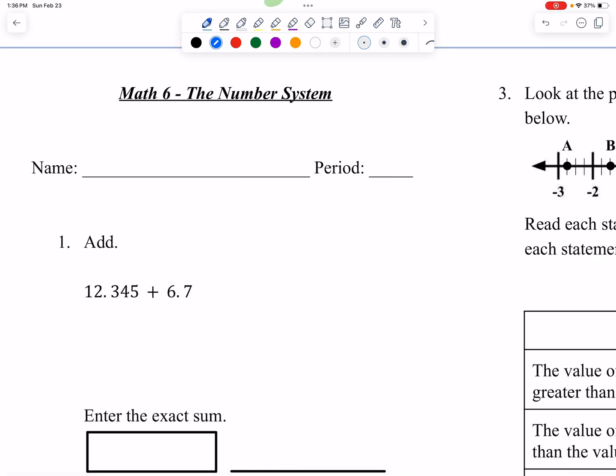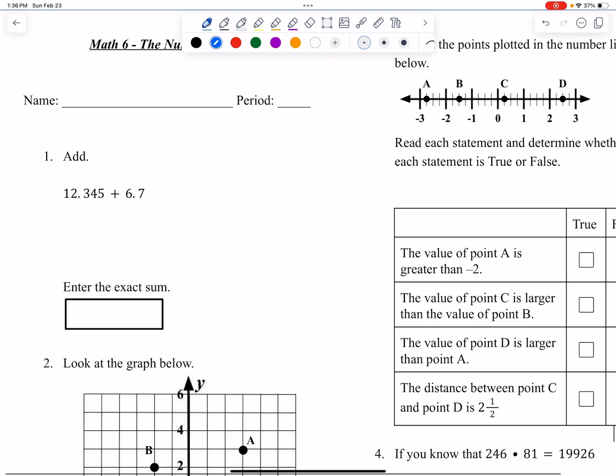Alright, welcome back everybody. We are going to be dealing with 6th grade math today, and we are going to be focusing on the number system. Alright, so let's take a quick peek at what kind of things we're looking at.